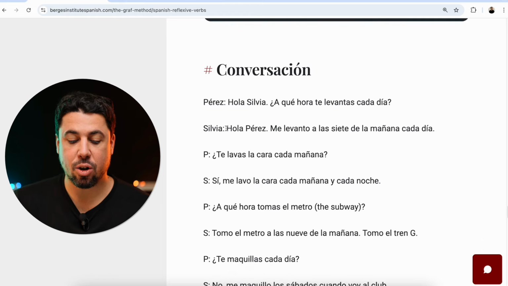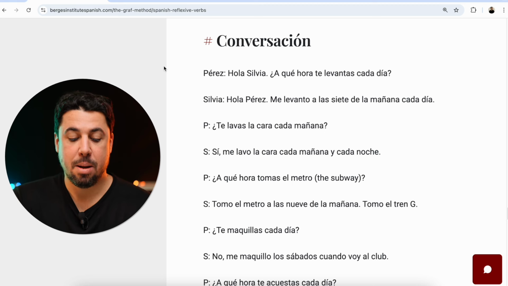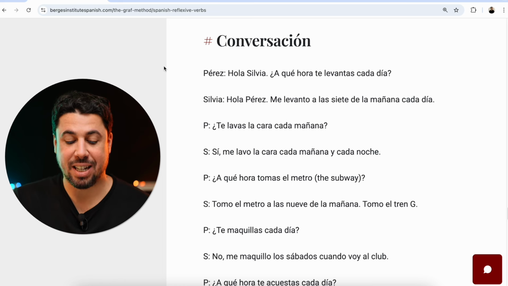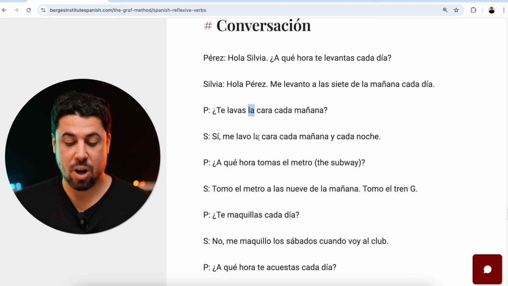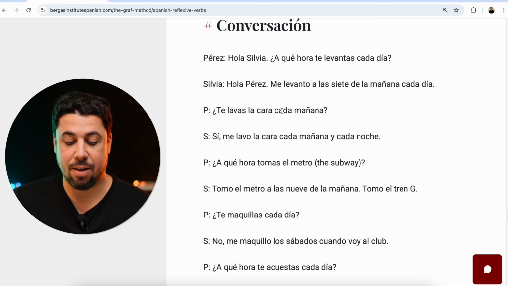And here we have a little conversation using reflexive verbs. So Pérez says, hola Silvia, ¿a qué hora te levantas cada día? Silvia says, hola Pérez, me levanto a las 7 de la mañana cada día. Pérez says, ¿te lavas la cara cada mañana? Do you wash your face every morning? And again, he's not saying te lavas tu cara, he's saying te lavas la cara. And Silvia says, sí, me lavo la cara cada mañana y cada noche. Yes, I wash my face every morning and every night.